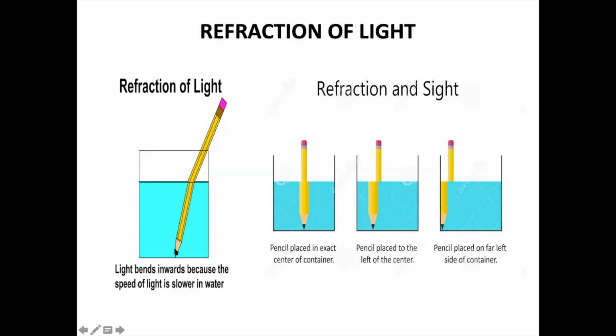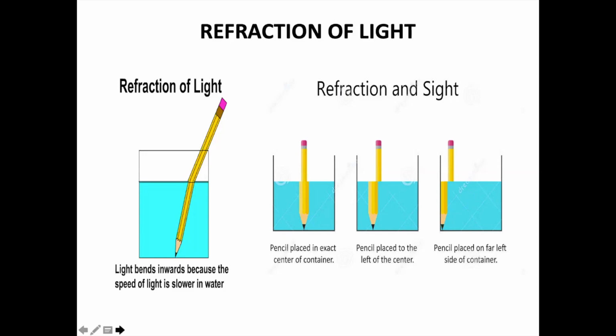The light will bend. This is because the speed of light will become slower if it is going from a rarer medium to a denser medium. See, this air is a rarer medium. This is a denser medium. You can see the pencil appears to bend when you put it in water. Put it straight, it will look like this. Pencil placed in the exact center of the container, pencil placed to the left of the center, and pencil placed on the far left of the container. You can just see how the pencil will look. This is because the speed of the light changes and the image will appear like this.